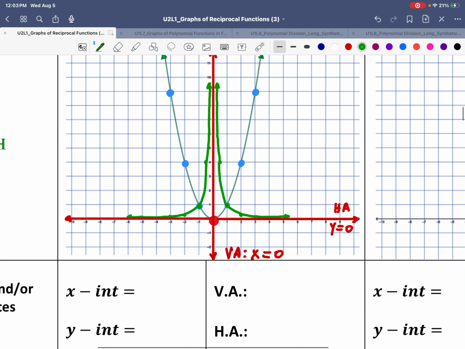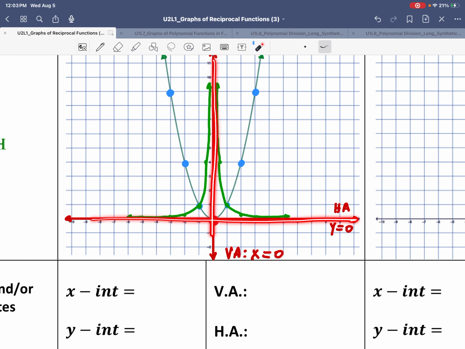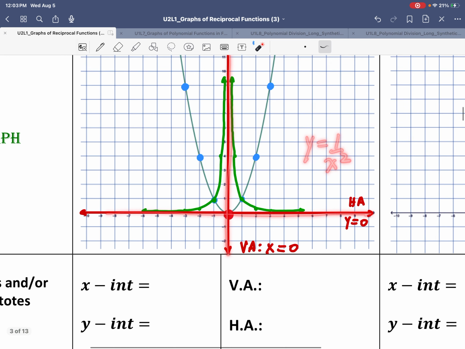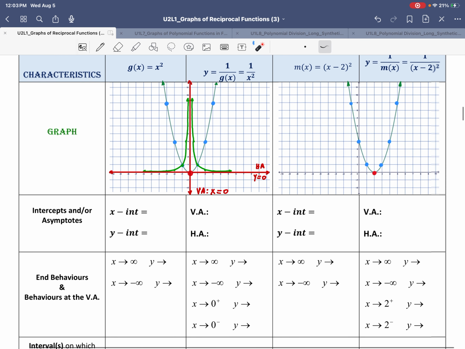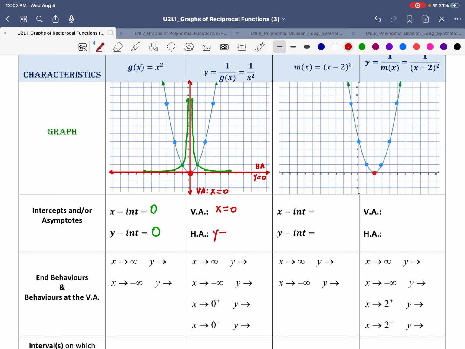And what you see in here is the graph of the reciprocal of y equals x squared, or the graph of y equals 1 over x squared. So let's take a look at their features. So for the function g of x equals x squared, we're going to say that x-intercept is at 0, y-intercept at 0, vertical asymptote is at x equals 0, and horizontal asymptote at y equals 0. As x approaches infinity, y approaches infinity at both ends.